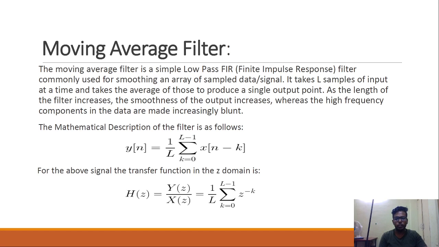Now which is h of z, which equals y of z by x of z. Now y of z is the output function and x of z is the input function, which equals 1 upon 1 by L summation from k is equal to 0 to L minus 1 z to the power minus k. Now let's see the frequency response of this filter.